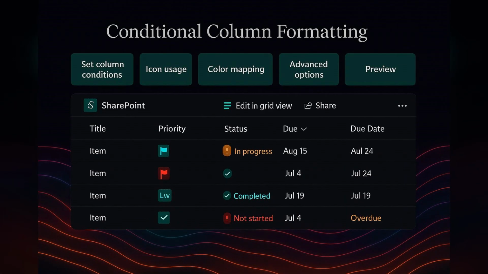Conditional column formatting allows you to apply targeted visual enhancements to specific columns, making critical data points stand out. Use colors, icons, gradients, or custom expressions to highlight values like priority, status, or due dates. For example, set red for overdue tasks, green for completed items, and use icons for quick reference. The preview function lets you see changes before applying them, helping you refine rules for clarity and impact.